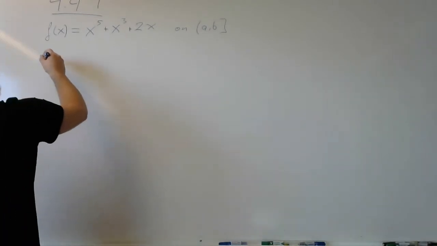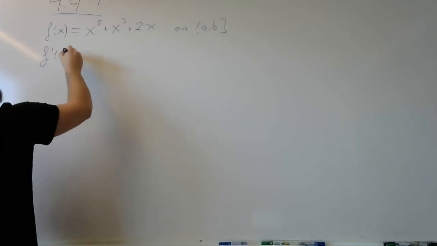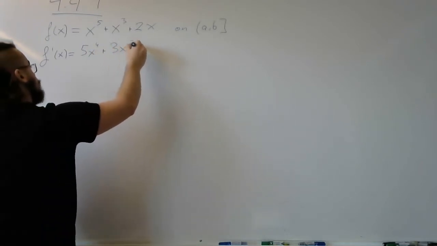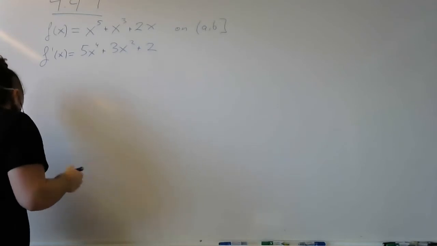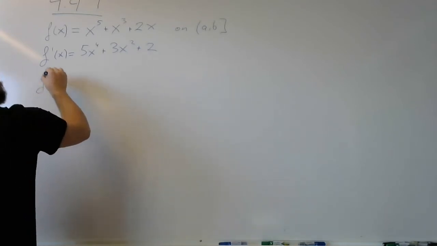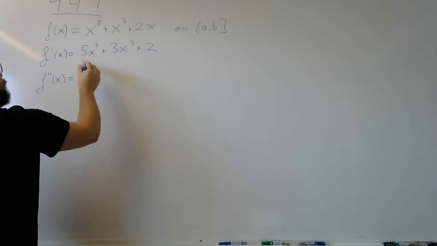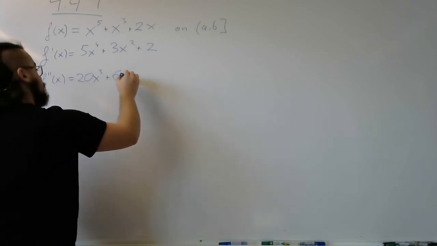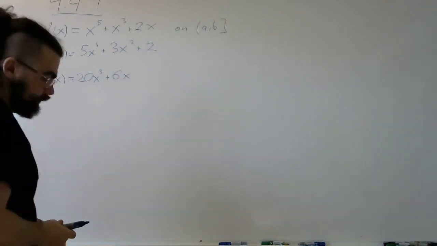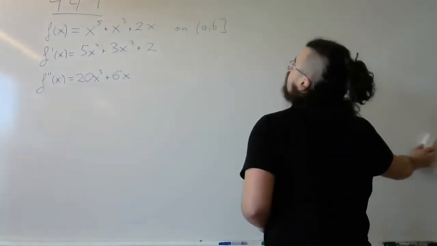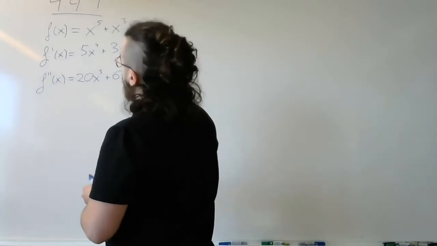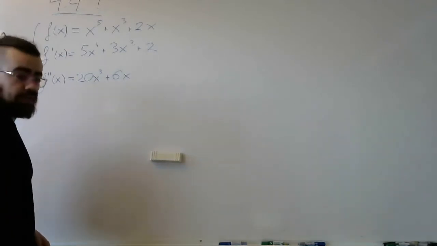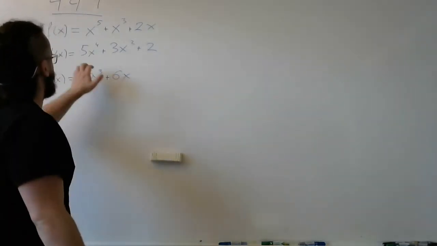So first of all, we are calculating the first derivative. That's 5x fourth plus 3x squared plus 2. And the second derivative is 20x cubed plus 6x. So first of all, we look for local extreme values.